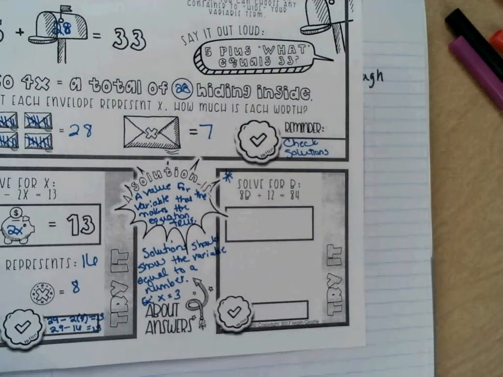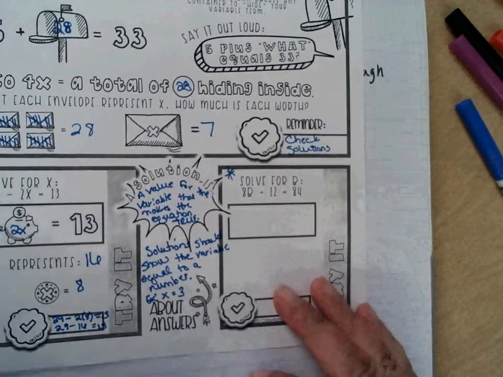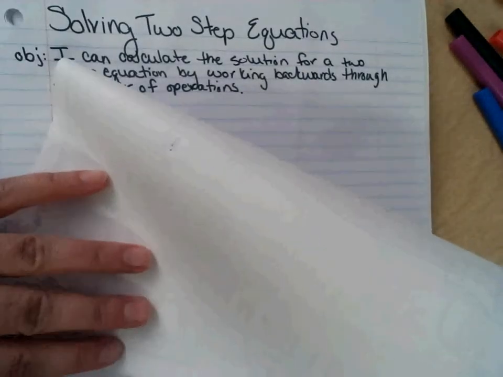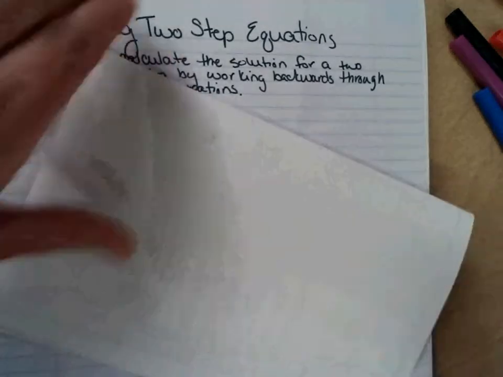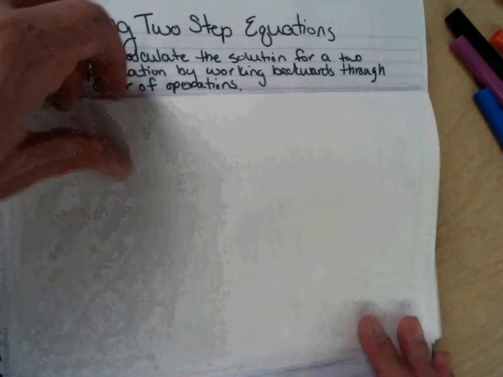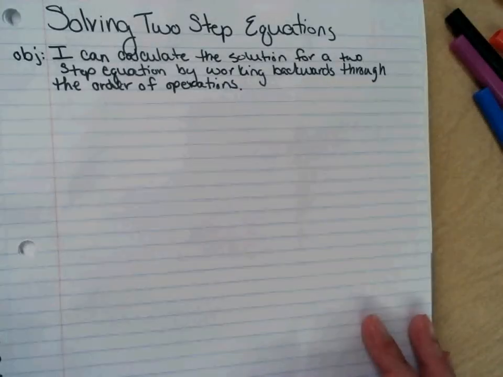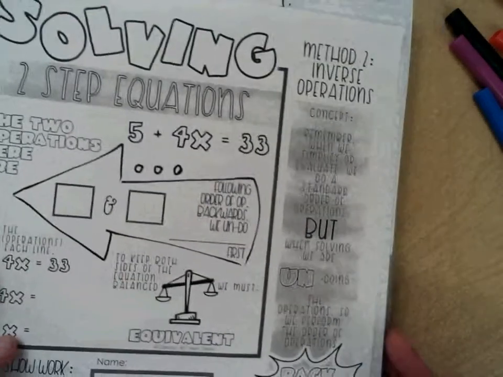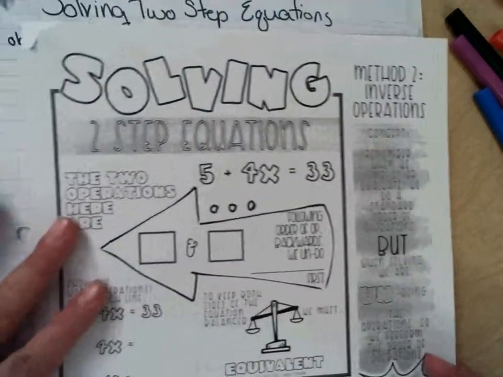So that being said, what I want you to do with this right now is I want you to fold it in half from top to bottom. Okay, fold it in half, top to bottom. And we're going to set it off to the side. So now you have this other one that's method 2, okay, of inverse operations.